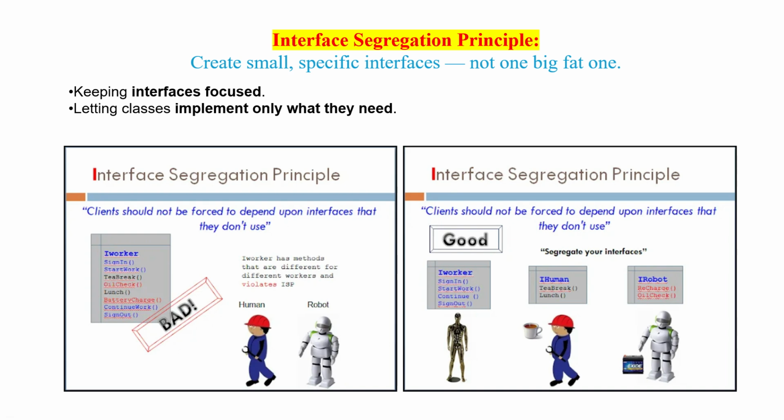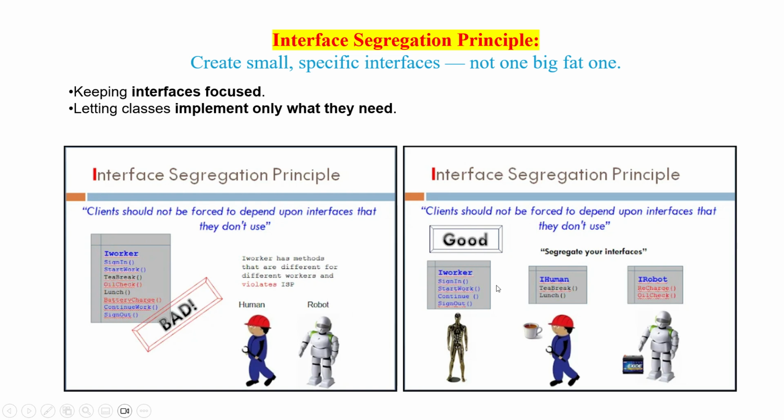Robot will not implement this method tbreak because it is not a human. It cannot drink, it cannot eat. So this method will crash in the Robot class. We are unnecessarily implementing some methods in this IWorker interface which are not needed by this class.